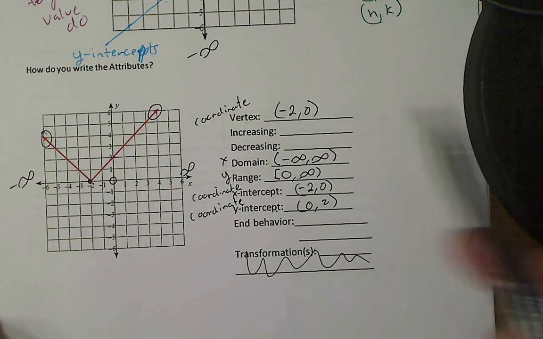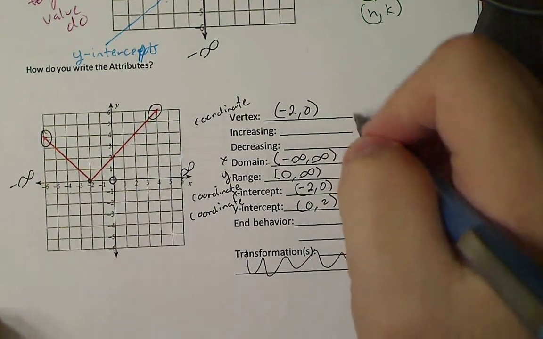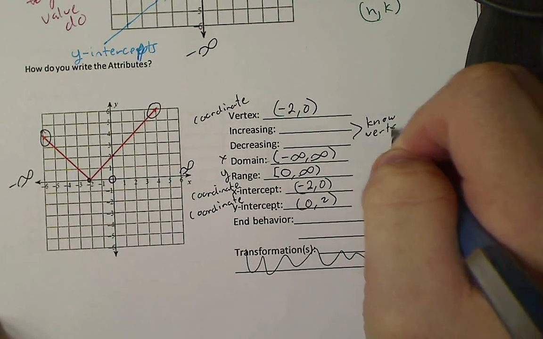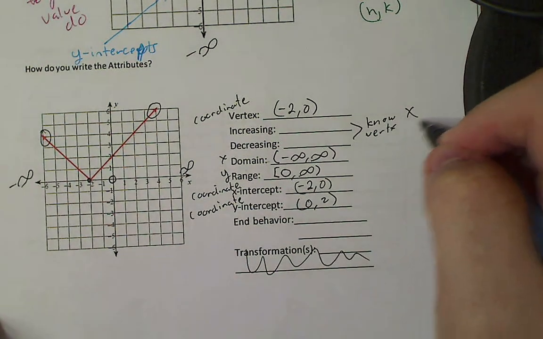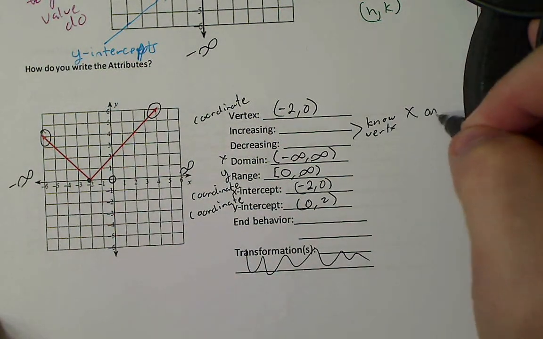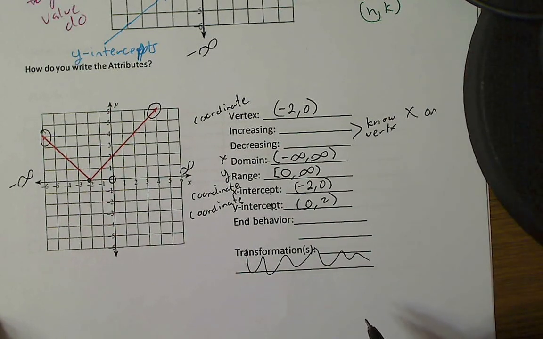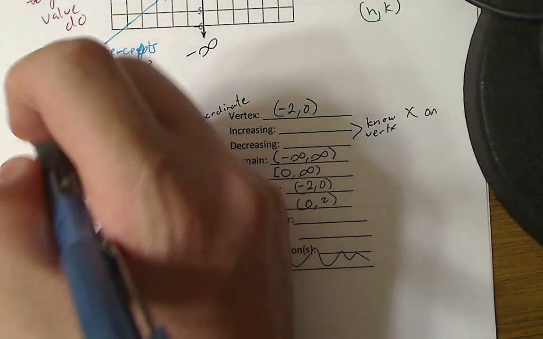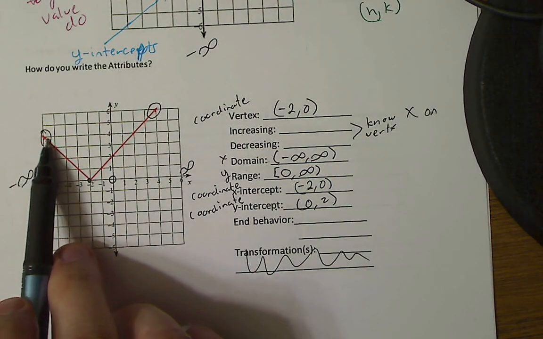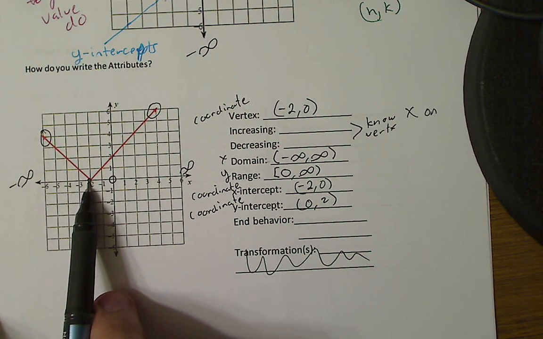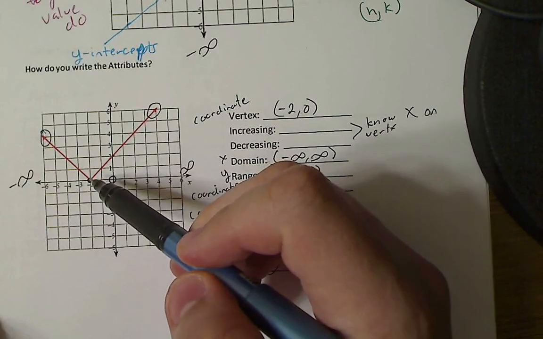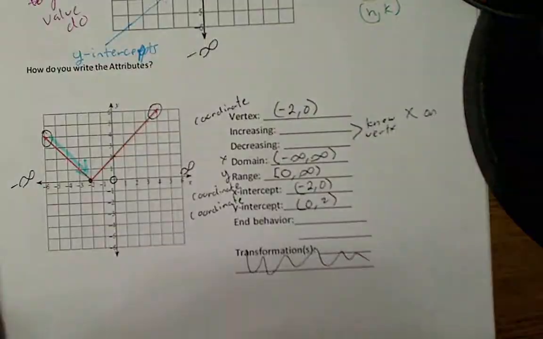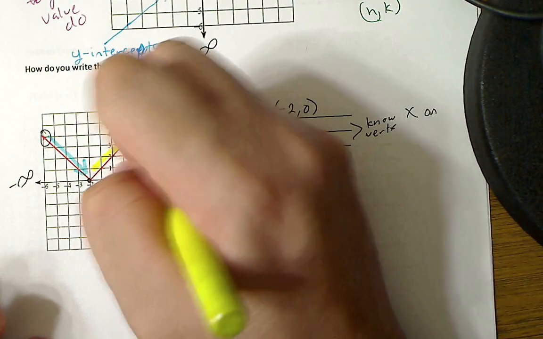Now for the new part, the increasing and decreasing intervals. Here's the thing: you need to know the vertex to write this. So you need to know the x of the vertex. What happens is this: if I'm starting at this point here, I'm going to work my way all the way down until I hit this vertex point right here, because at this point my graph is going to shoot back up. So I work my way down in this direction, and then at this point I work my way up.